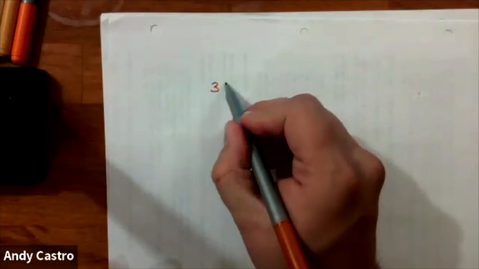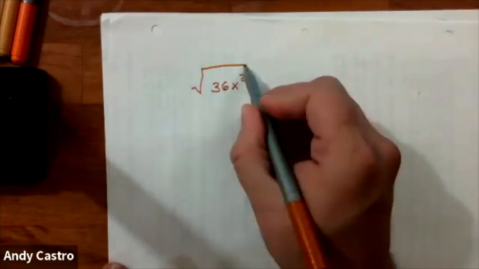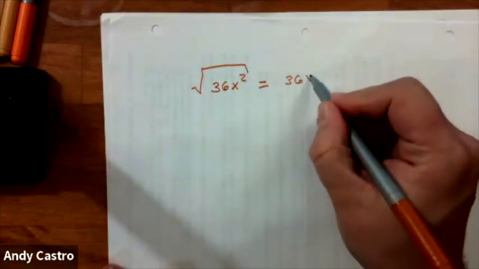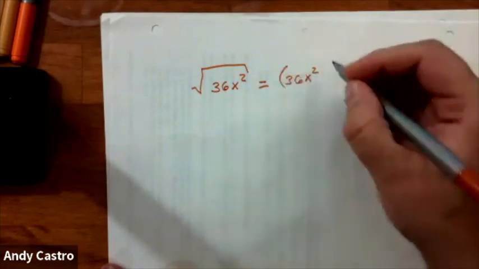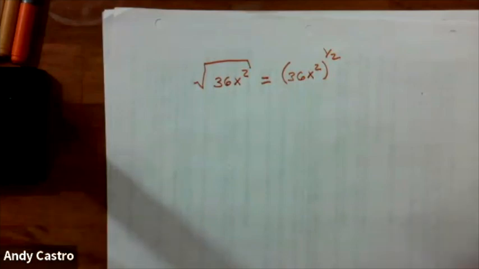Okay. So let's do this. Let's do the square root of 36 times x squared, or what we could write as 36 times x squared, quantity to the 1/2.